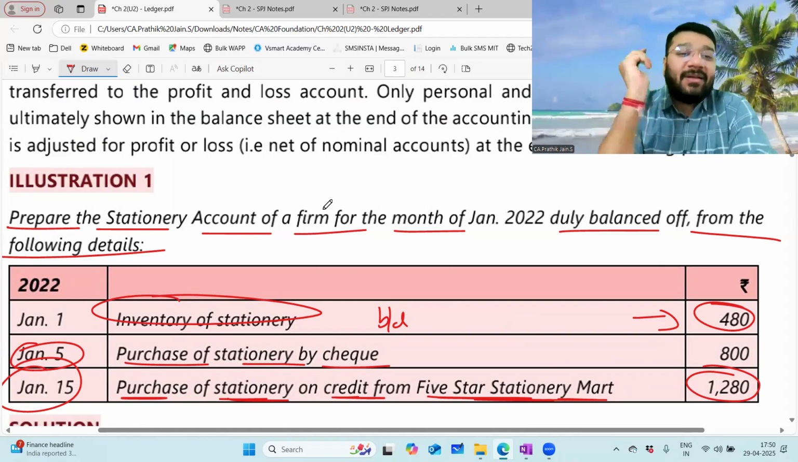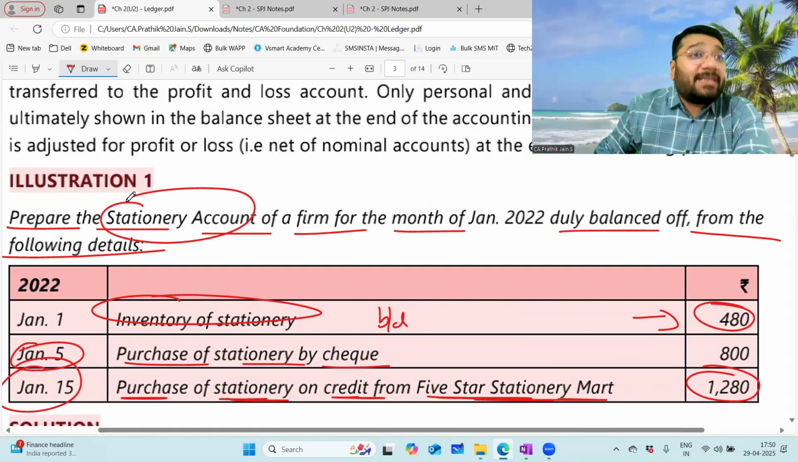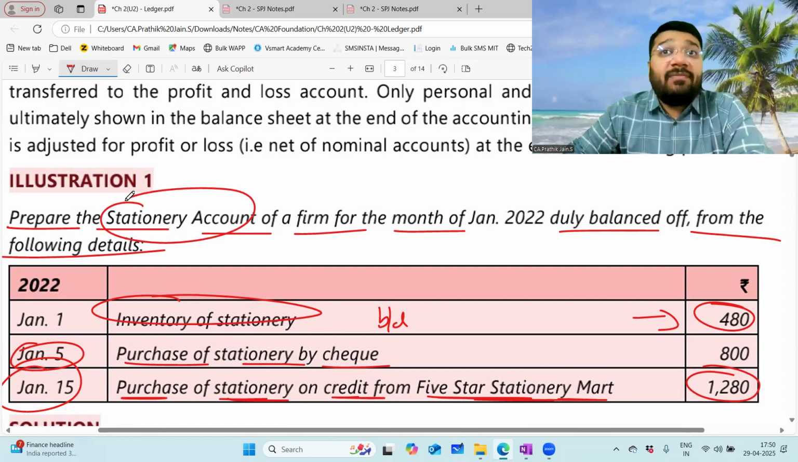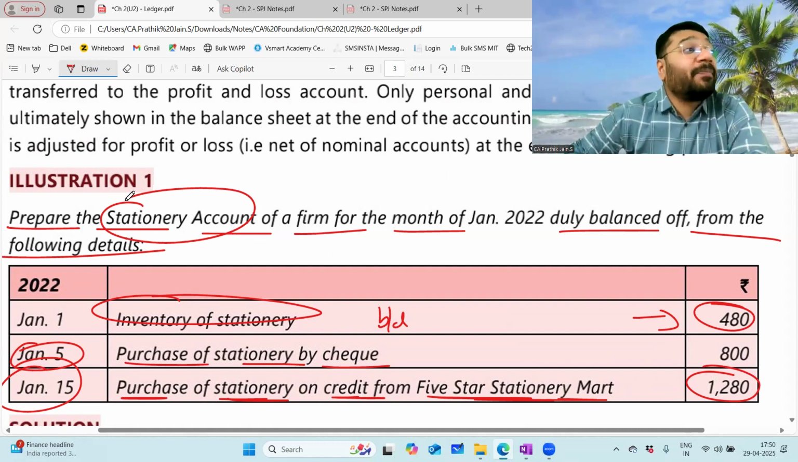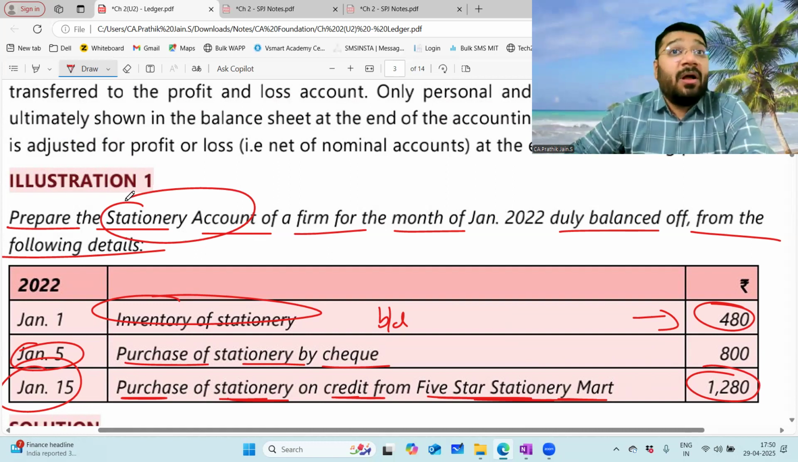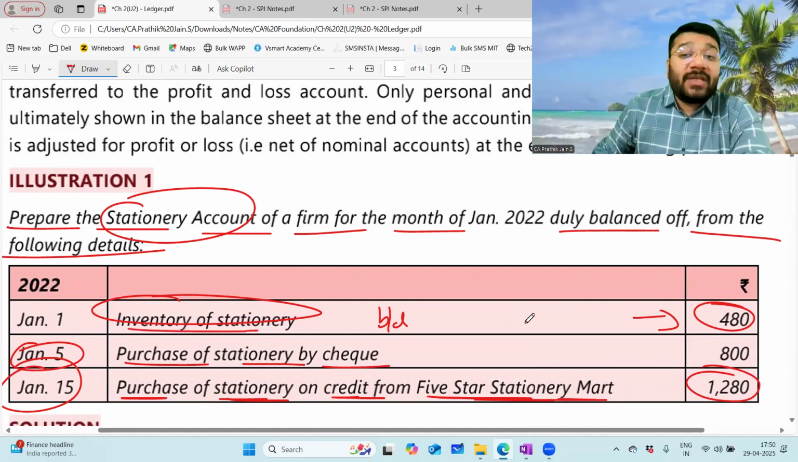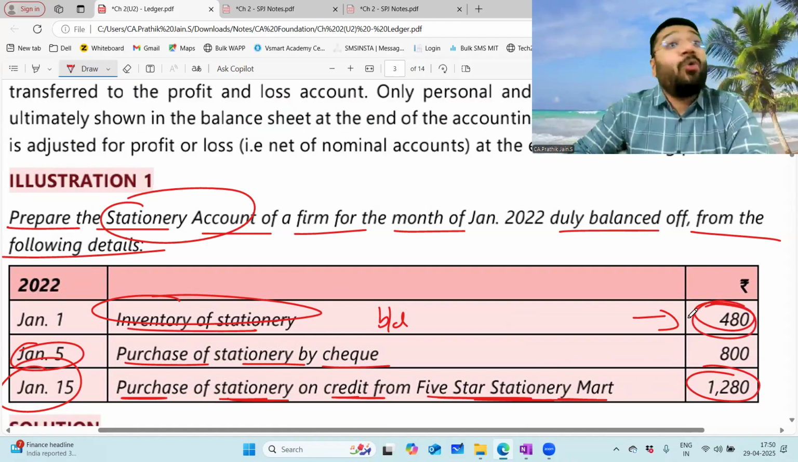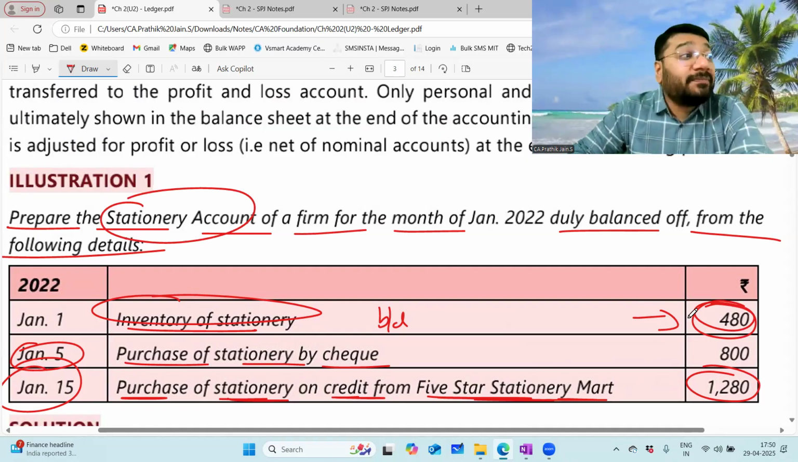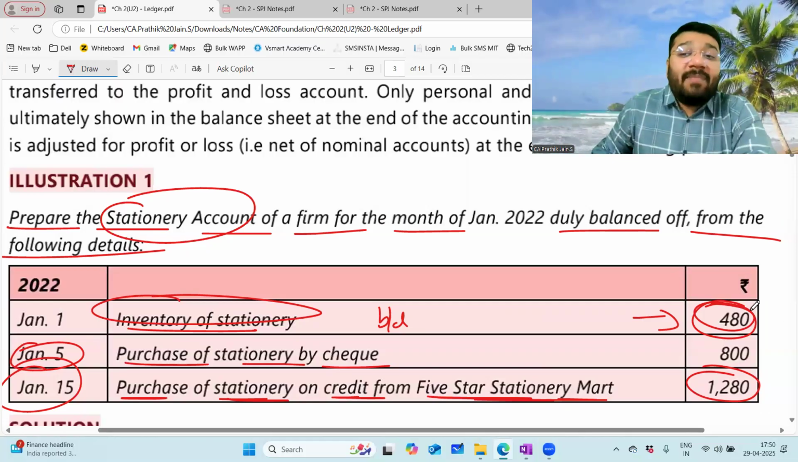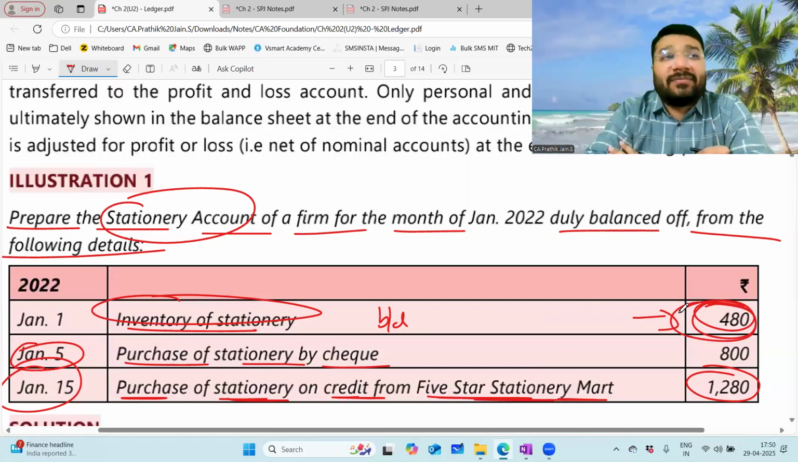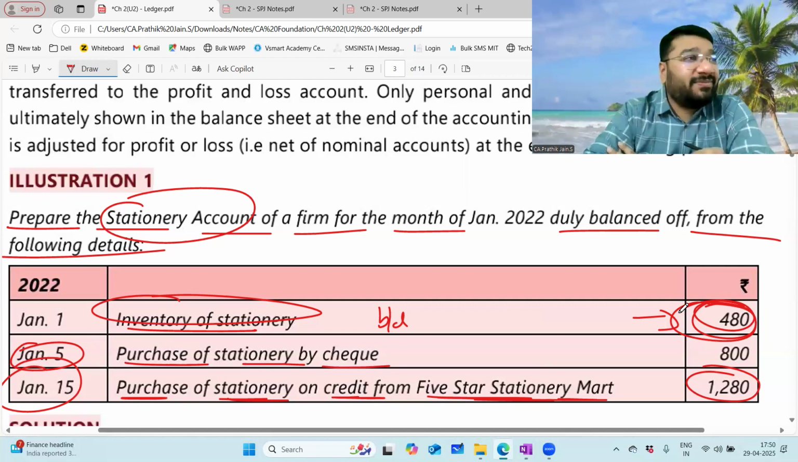Valid question. In the first go, you might look at the stationery account as an expense account, because in all the questions in 11th and 12th, whenever we came across stationery, we always by default took it as expenses. Expenses means nominal account. How on earth will a nominal account have a balance? Inventory of stationery on Jan 1, balance brought down 480. So definitely this stationery is not. Correct? No. So, sir, if the balance brought down is coming, then this is not a nominal account. This is an asset account.